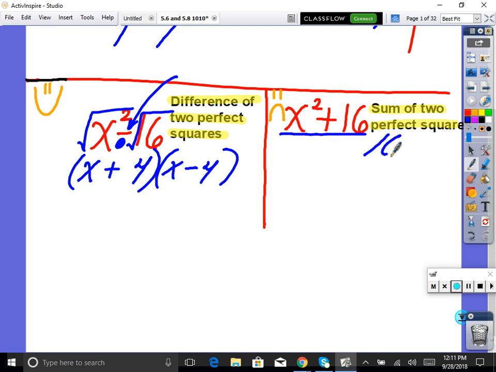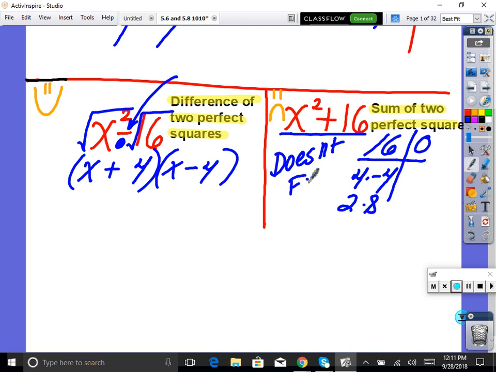Well, multiplies to be a times c and adds up to be b, 4 times negative 4, which would not be negative 16. There are no factors that would multiply to be positive 16 that could add up to be 0. So this one does not factor. So this rule, I gave you this trick, only works if it's subtraction, if it's the difference of two perfect squares.